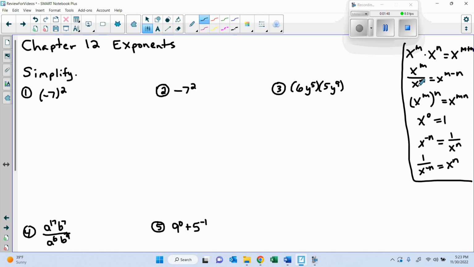And then also we have, if you're multiplying and or dividing and you're raising the whole thing to a power, everything inside gets raised to that power. Okay, so those are your rules.